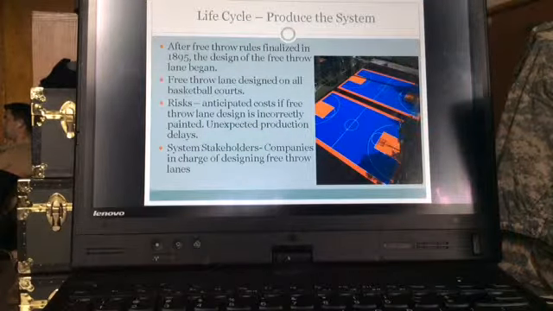The system stakeholders for this would be companies in charge of designing free throw lanes, because they would be the ones that are being paid for their services.